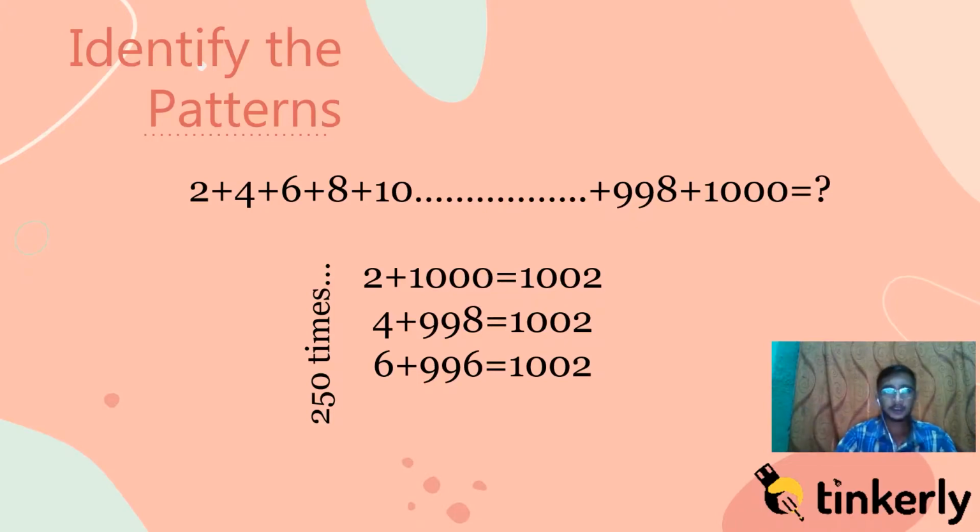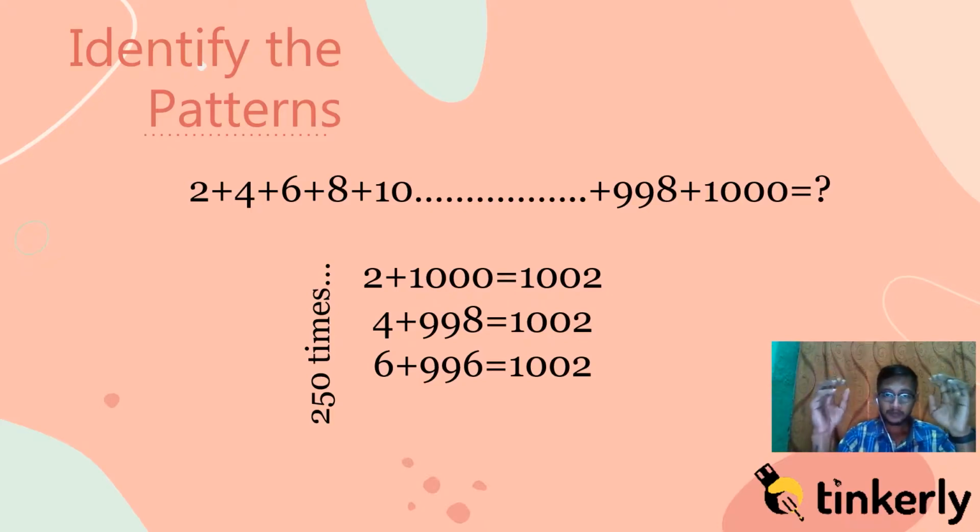Then come to the second and the second last. Second is 4, second last is 998. First you increase, then you decrease the number. So 4 plus 998 is also 1002. Then the third one is 6 and the third last is 996. So 6 plus 996 is also 1002. Then come to the fourth and the fourth last: from the left side you increase the value 6 to 8, on the right side you decrease 996 to 994. So 8 plus 994 is also 1002.